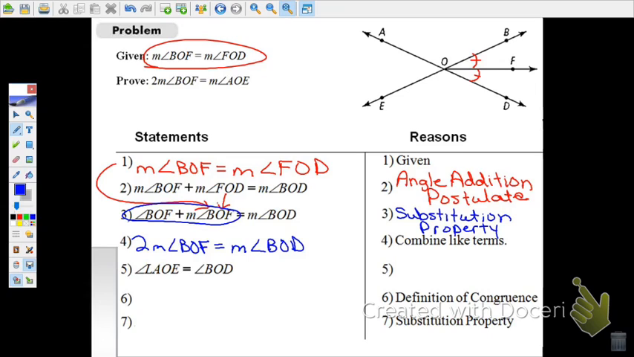Next thing, all of a sudden now they've thrown in a different angle. They're throwing in angle AOE. So I'm going to look up in my picture. Angle AOE is that red angle. Angle BOD is this yellow angle. Vertical angles are congruent. Very good. Vertical angles are congruent.